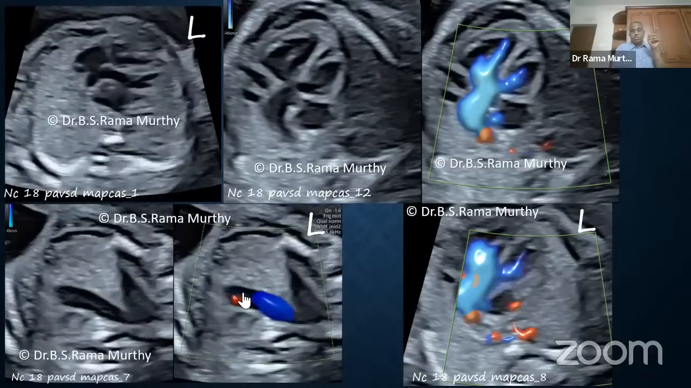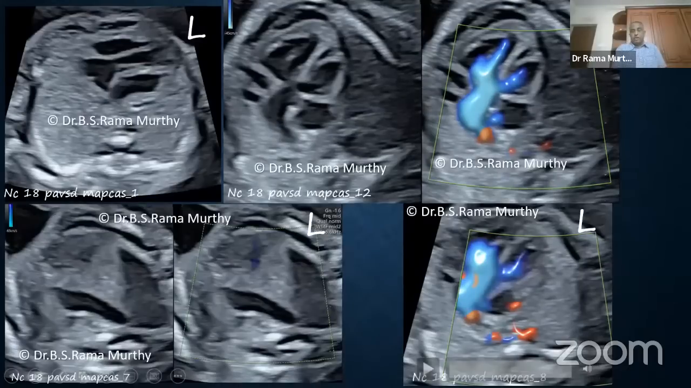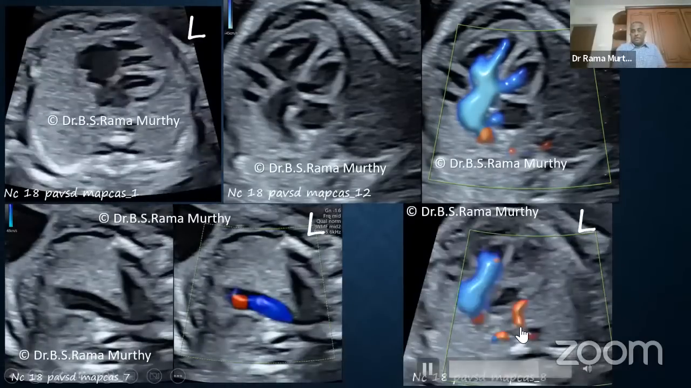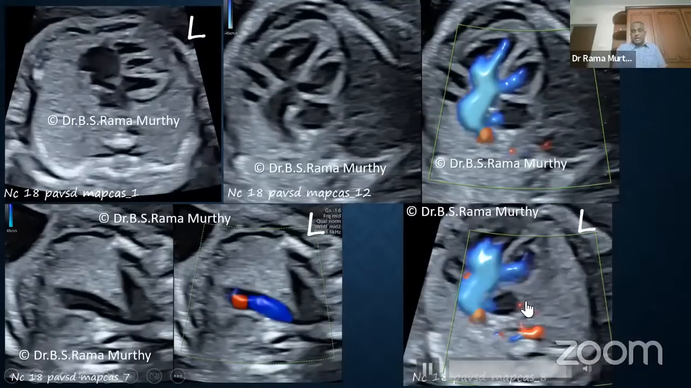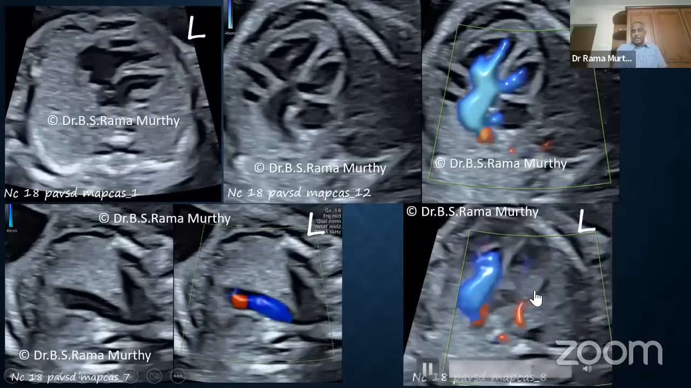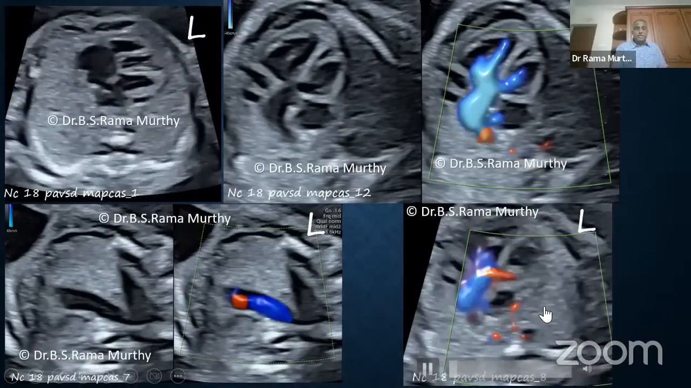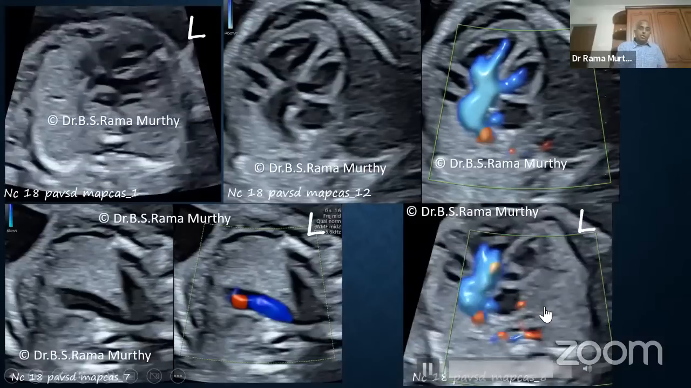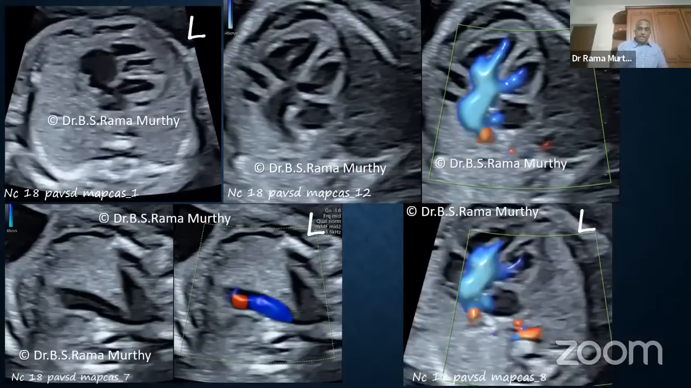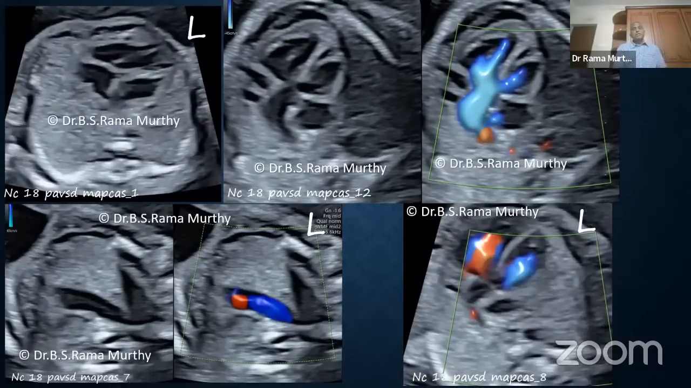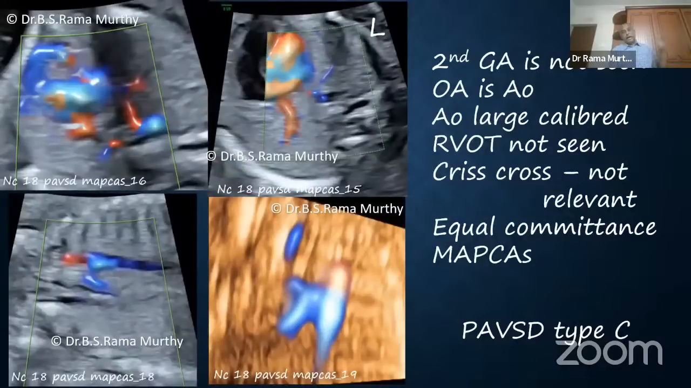Instead, when I do a drop down on my PRF, I find that this is the descending aorta. The descending aorta is giving rise to branches which are directly perfusing the lung. So this is major aortopulmonary collateral supply, or MAPCAs. So here is your type B. I showed you type A.